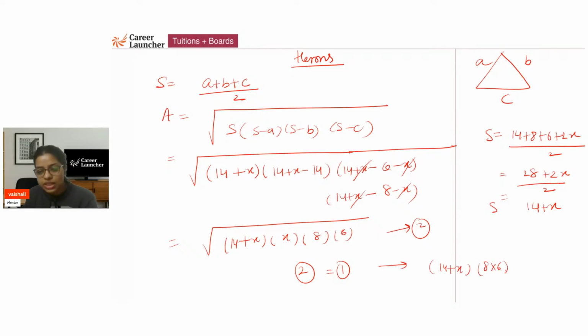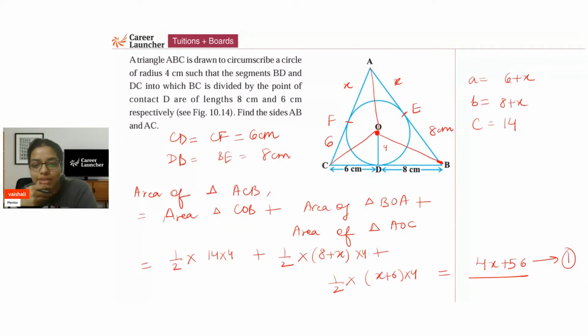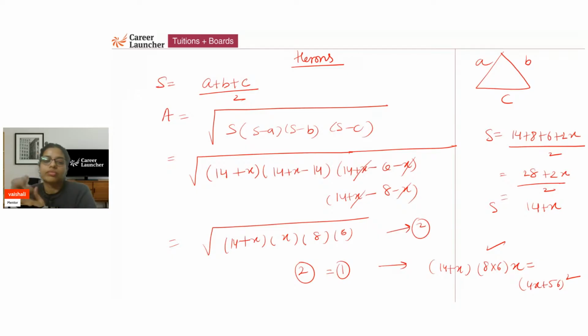8 into 6 into x. This is equal to 4x plus 56 का whole square. So you have to solve this equation to get the final value for x. So do this and see how much are you getting. So if you will see, the value of x should come out to be 7 centimeters.